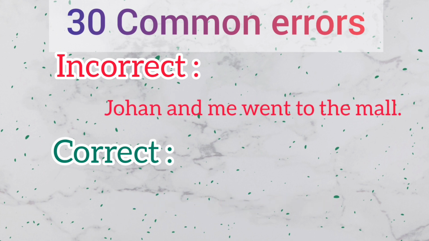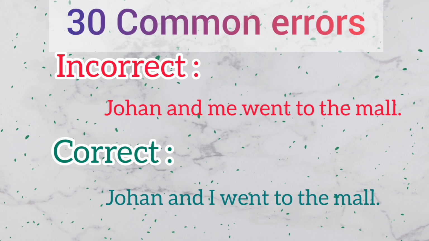"John and me went to the mall." Is that a correct sentence? No. It should be "John and I went to the mall." When talking about doing some activity with someone else, use his or her name followed by "I."